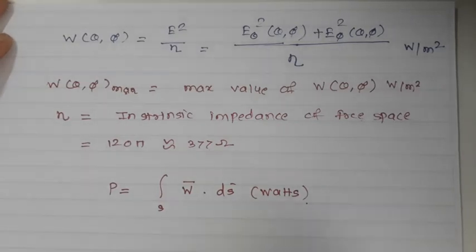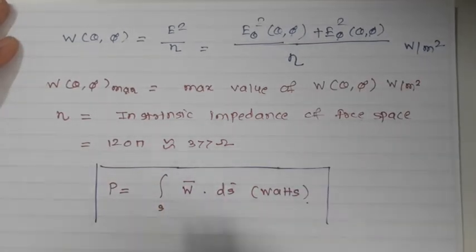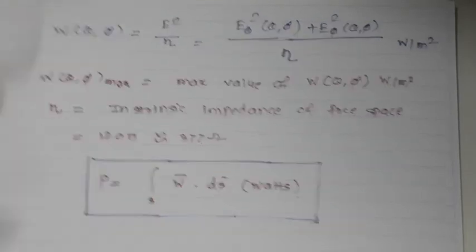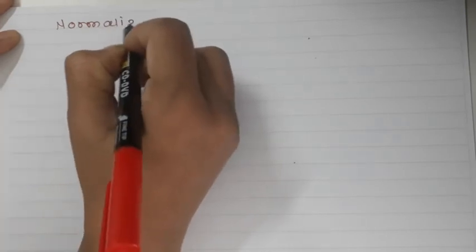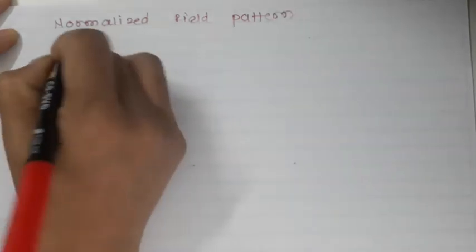Now you need to remember that a normalized quantity is always a dimensionless quantity. So we have seen the power and power density relation, and whenever we are talking about a normalized quantity, it will always be dimensionless. The normalized field and power patterns will be shown like this. I am talking about the normalized field pattern, so I am drawing the normalized field pattern here.